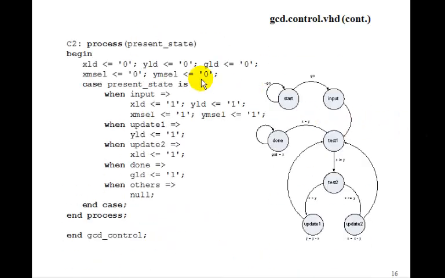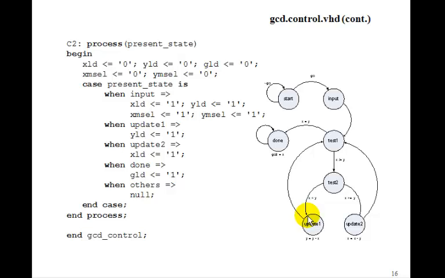And finally, our output process depends only on the present state. Remember, we need to initialize all of our outputs to 0 because they're combinational. Case present state. When you're in the input state, we want to load the two inputs, so we need to set the two multiplexer select lines to 1 and X load and Y load to 1 so that on the rising edge on the way to test 1, we will load the two inputs.